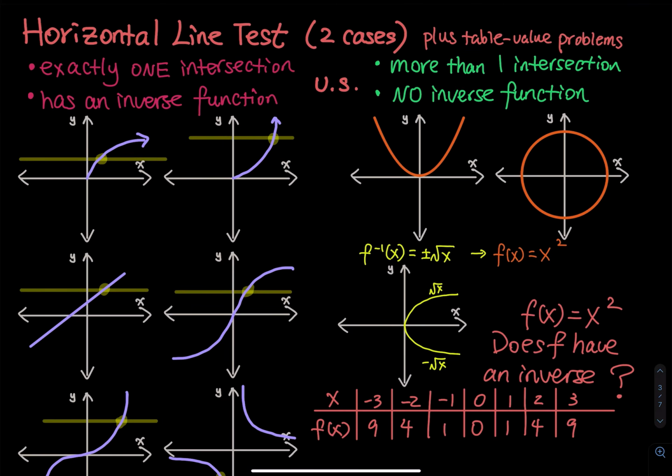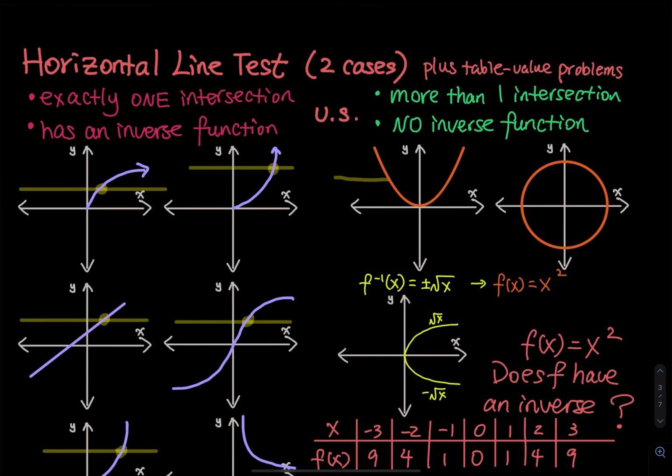And then on the other hand, case 2: if you draw a horizontal line within the range, you have more than one intersection. That means this parabola, this full parabola, does not have an inverse. And then same thing for the circle. You draw a horizontal line, you see two intersections, or sometimes you see 3, 4, 5, 6. As long as the number of intersections is more than one, that means whatever the function is, it has no inverse.